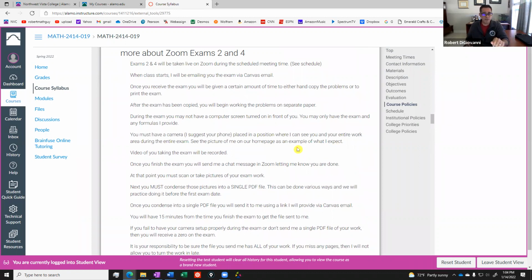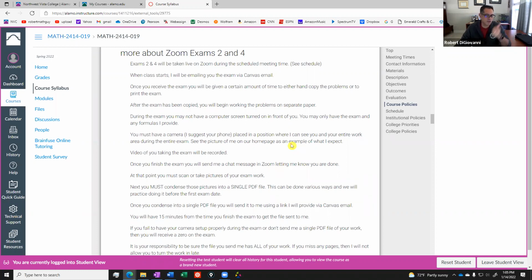I will give you 15 minutes from when you leave the Zoom session to somehow get all of your papers, take pictures, compile them into a single PDF file, and upload that to me. I will send you a link to upload, and all that will be handled when the exam comes. But by the time we get to exams 2 and 4, you need to know how to do that. You're going to be doing the same thing for the homework assignments. So compiling everything into a single PDF is going to be an important skill for you to learn.